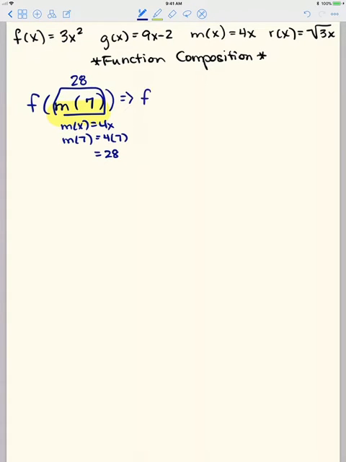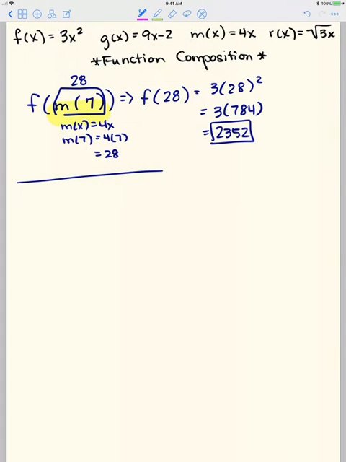And what that has for the next step is to evaluate the number 28 into the f function. And when we do that, that is going to have us do 3 times the quantity of 28 squared, which is a big number. So if we square 28 first, let's see, you get 784. And when we multiply that times 3, you get 2,352. So that is the answer for f as a function of m evaluated at 7.